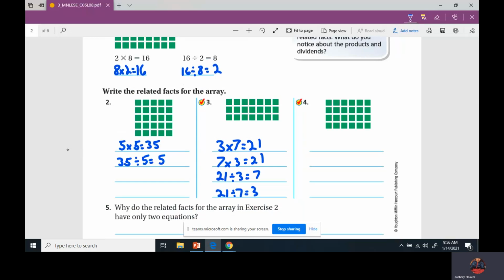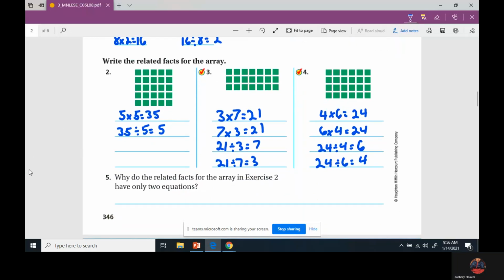Next one, 1, 2, 3, 4. 1, 2, 3, 4, 5, 6. So we know 4 times 6 is 24. I know 6 times 4 will be 24. I know 24 divided by 4 will be 6. And 24 divided by 6 will be 4. Give you a second to copy all that down.